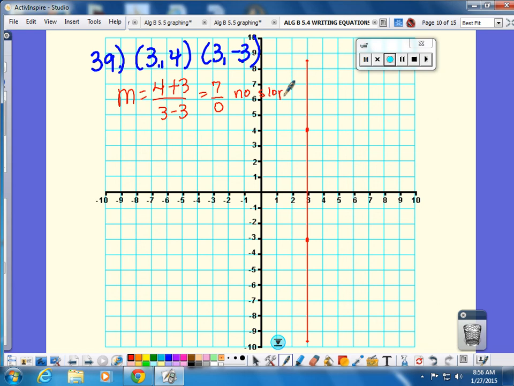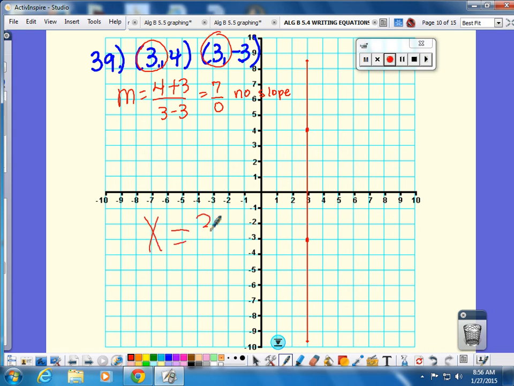So we have enough information, whether we found the slope or we did the graph, to know that we have what kind of line? Vertical. And I told you to write the equation of the line. What would it be? How do you write the equation of a vertical line? Now look at it. The x values are the same, and they always will be. It's x equals 3.